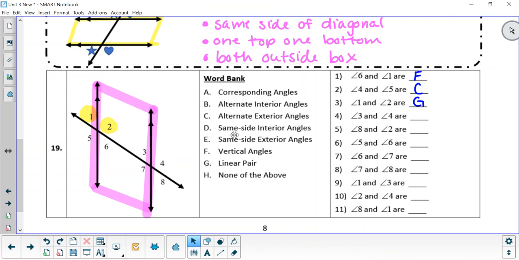I'm going to do 3 more with you, and that way I'll leave the rest for you to try, and you can check your answers in Schoology. So angle 3 and angle 4. Again, one inside, one outside, but they're both in the same section, right next to each other. It's another linear pair.